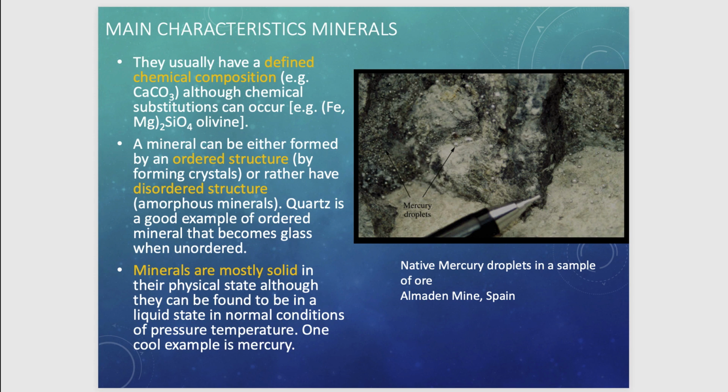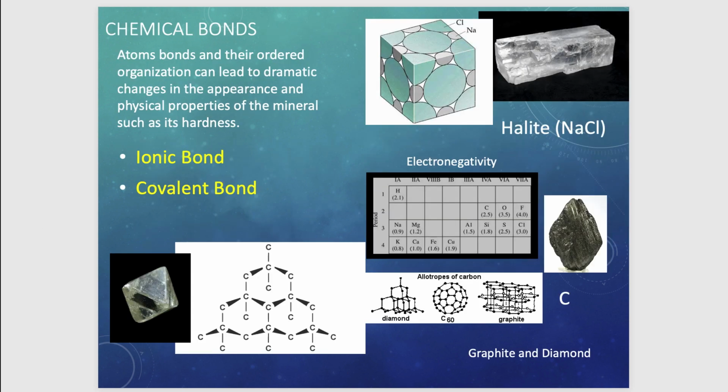In most cases, minerals will be solid, although there are a few exceptions. There is a cool example here in this image. If you look carefully, you can see some spherules of mercury, and mercury is very close to sublimation, so you can find it in nature at normal temperature in a liquid state. And so droplets can be found in specimens of this type that essentially come from a mine and represent ore from Almaden in Spain.